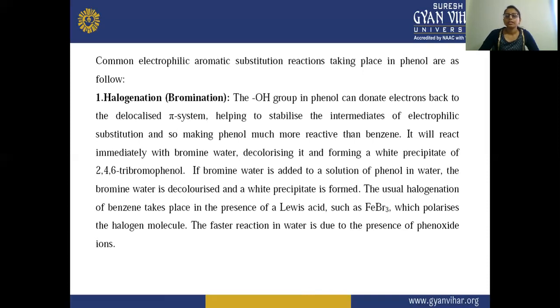So it will react immediately with bromine water. If we react phenol with bromine water, the phenol will immediately react with it and decolorize it, forming a white precipitate of 2,4,6-tribromophenol. So when phenol reacts with bromine water, there is a decolorization of the bromine water, a formation of white precipitate, and the product formed is 2,4,6-tribromophenol.